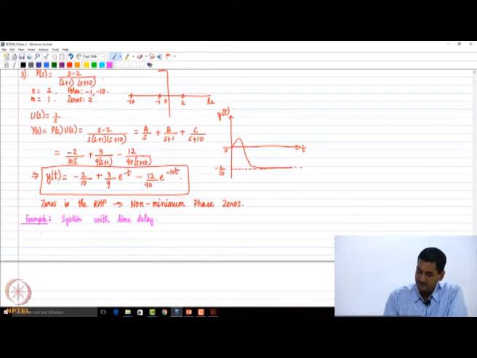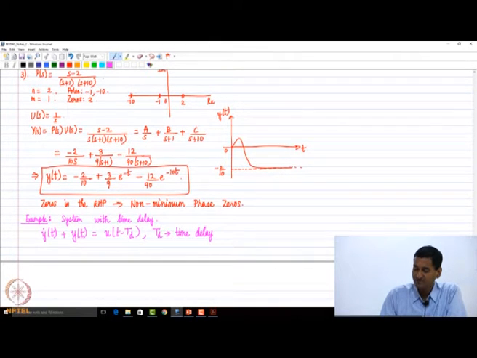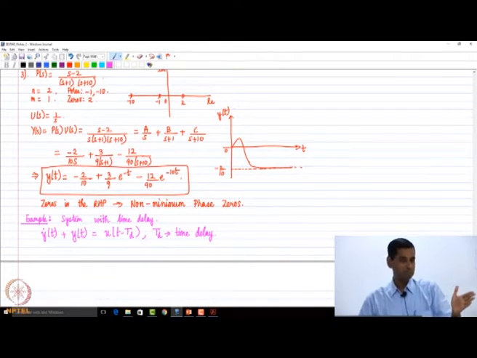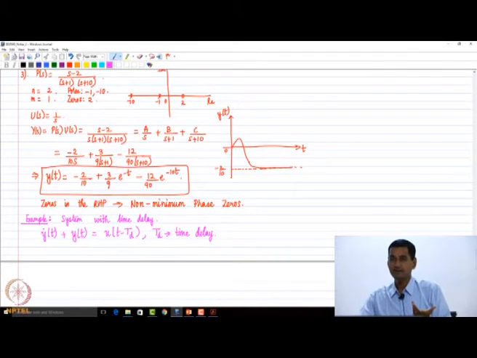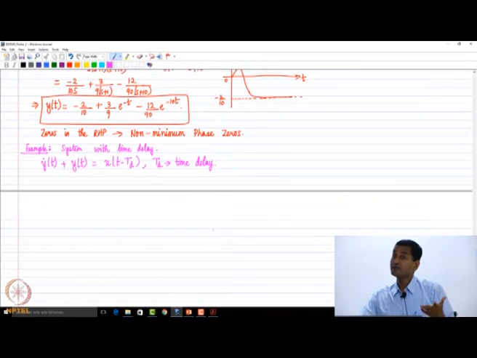Let me take a simple example. Let's say I take y dot plus y of t is u of t minus td. Here td is the time delay. What it means is that I give an input now, and that's going to affect the output only after a time interval of td. That's the time delay. So can we encounter time delay in practice?